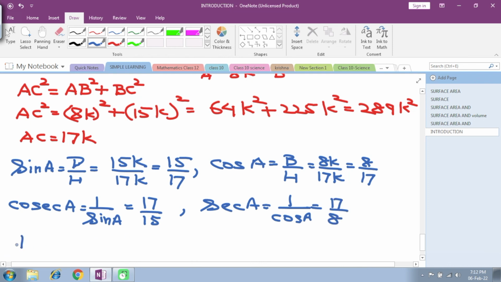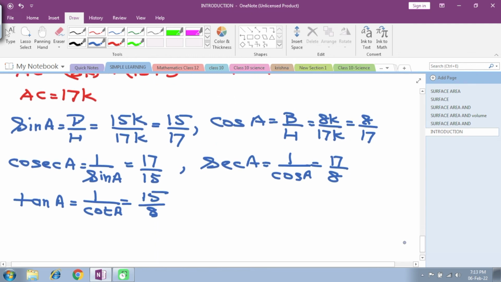And what is tan A? Tan A is equal to 1 by cot A. Now cot A is given to us. Cot A is 8 by 15. So tan A is 15 by 8. So hence this is how we can find all trigonometric ratios.